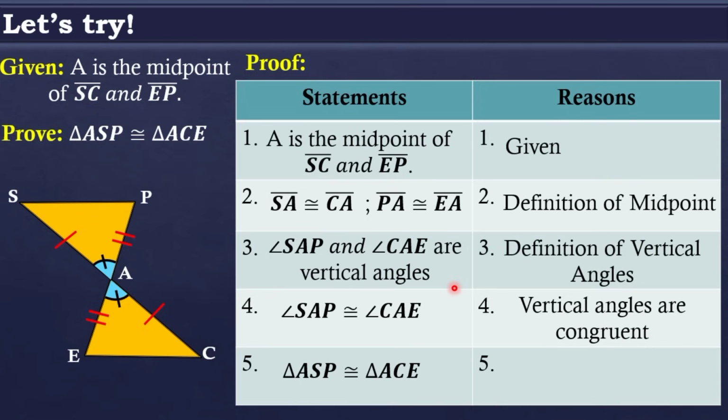Now, we can now prove that triangle ASP is congruent to triangle ACE. So, again, ASP is congruent to ACE. So, pwede nyo balikan yung mga statements nyo. Ito po ay side, and then ito po ay angle. So, tingnan nyo yung angle. Yung angle mo dito ay included. So, therefore, this is SAS. So, we can prove that these two triangles are congruent by SAS congruence postulate.